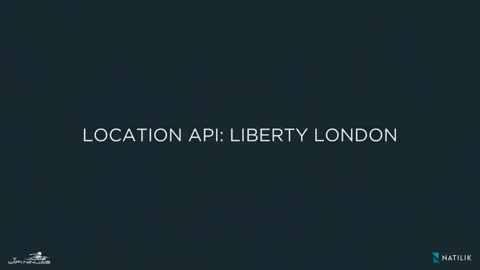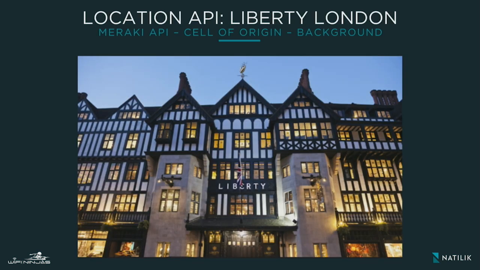Okay. So moving on to our actual example now, where we have deployed some location information. And thank you very much to Liberty London for allowing us to talk about your deployment here. I'll just give you guys a little bit of background about Liberty for those who may not be familiar. It's one of the oldest shops in the UK, in London. It's a very, very nice building. What they're known for is selling lots of luxury items. And then they came to Nattilic because they needed a Wi-Fi network to match the prestigiousness of the building.